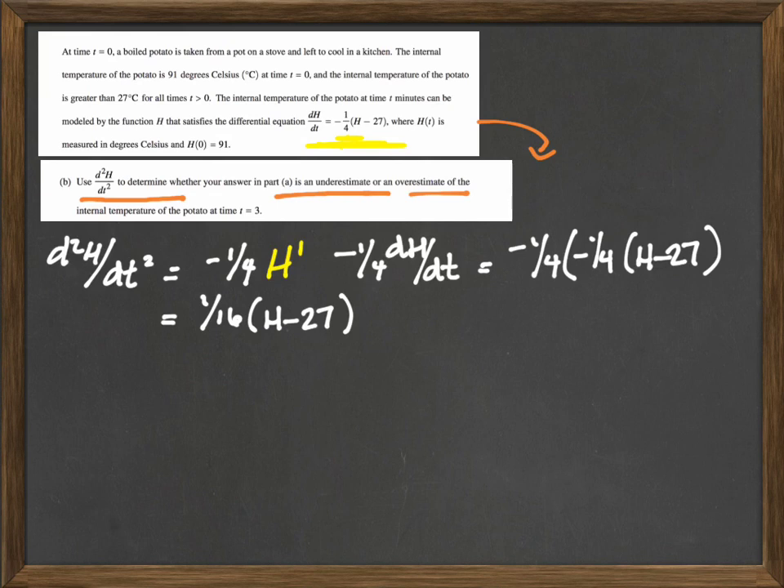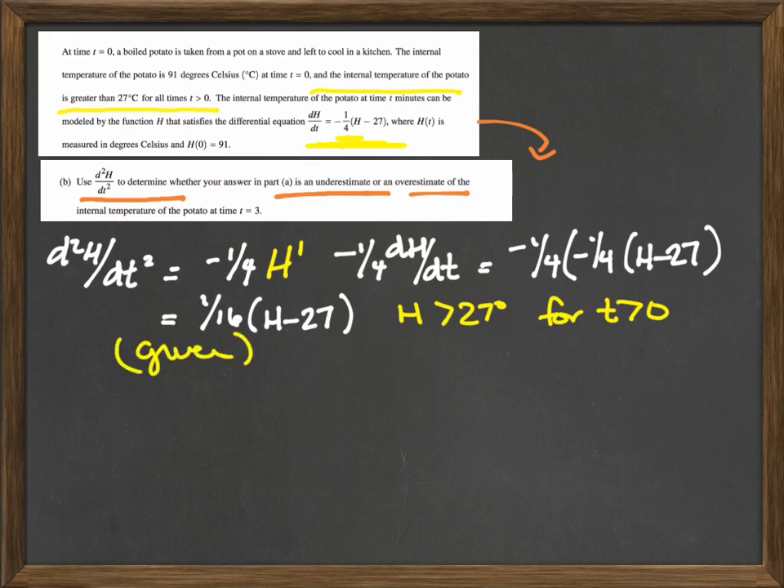Basically you have to figure out whether it's greater than 0. So they go back here to the internal temperature of the potato. I'm looking right here, it is set at 27 degrees for all times greater than or equal to 0. So since t is greater than 0, then h is greater than 27 degrees for t greater than 0. That was given.